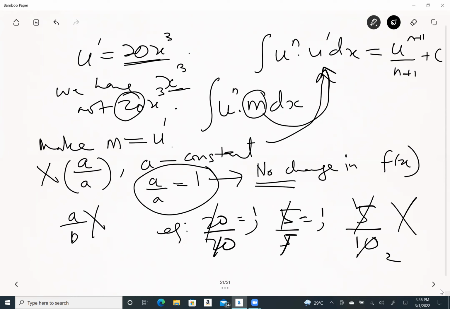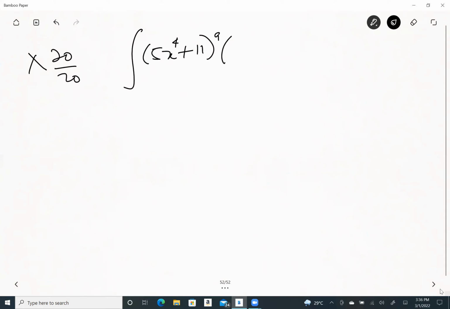So for this example, u prime is 20x cubed, but you have only x cubed. To make it 20x cubed, we multiply by 20 over 20, because that is what you need. You need 20x cubed. So our integral will become 5x to the power of 4 plus 11, everything to the power of 9. Now you multiply the 20 over 20 here, and then you have the x cubed dx.